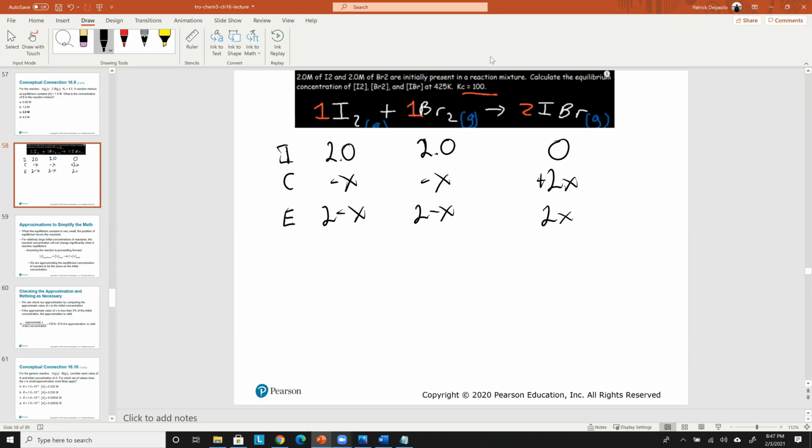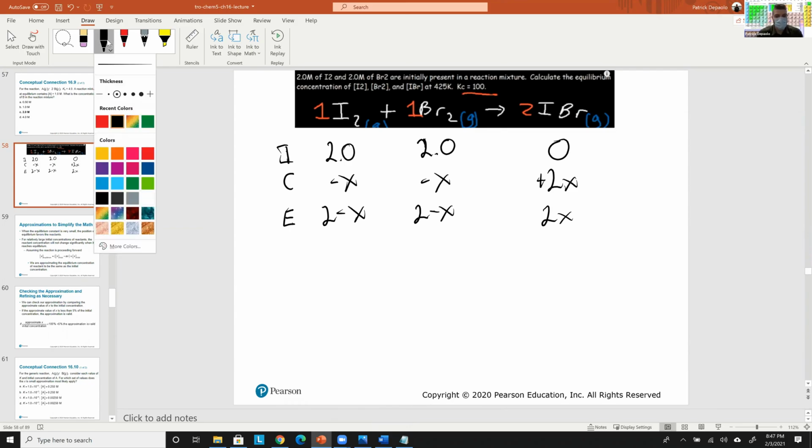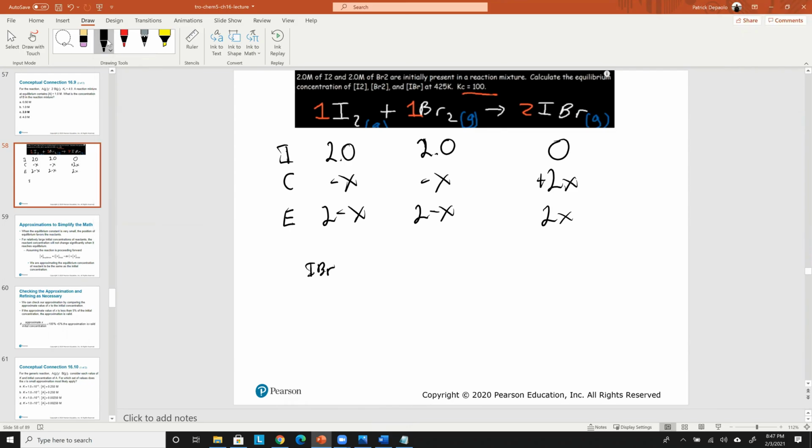2x. Good, all right, 2x. All right, so now the equilibrium equation. Who wants to tell me the equilibrium expression? With or without the variables in it? Would it be 2x squared over 2 minus x times 2 minus x? Perfect. So the general term would be IBr squared over I2 times Br2, like that.